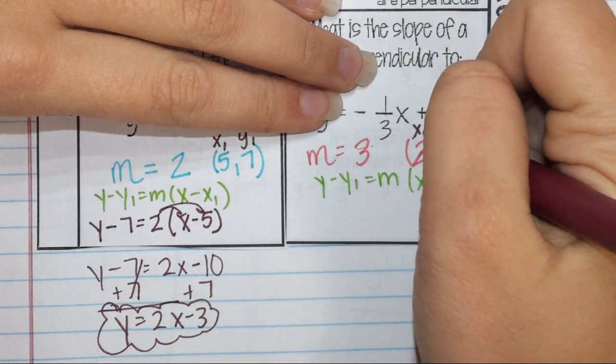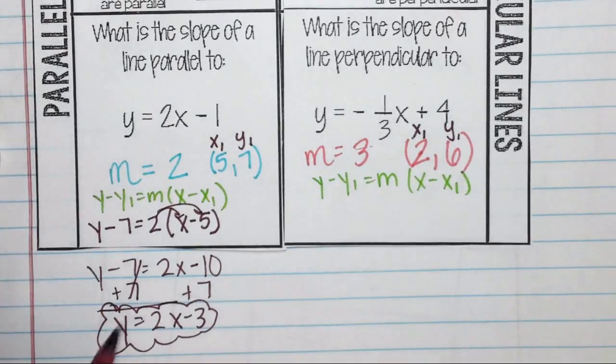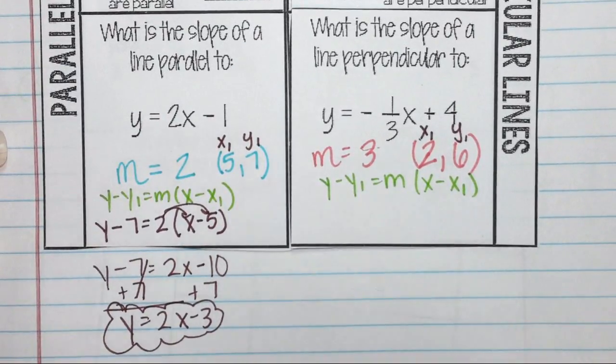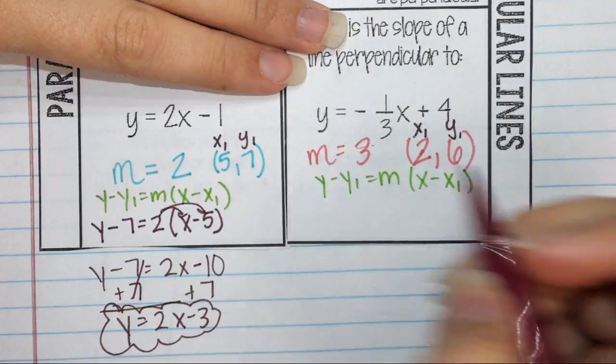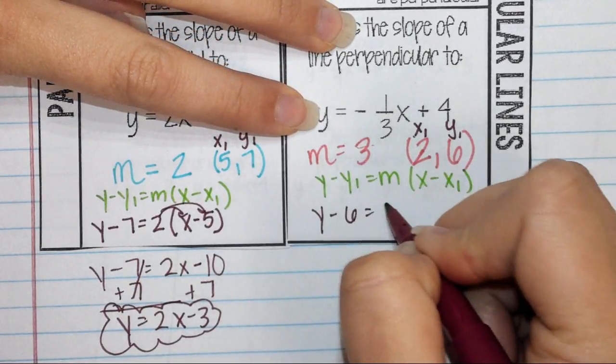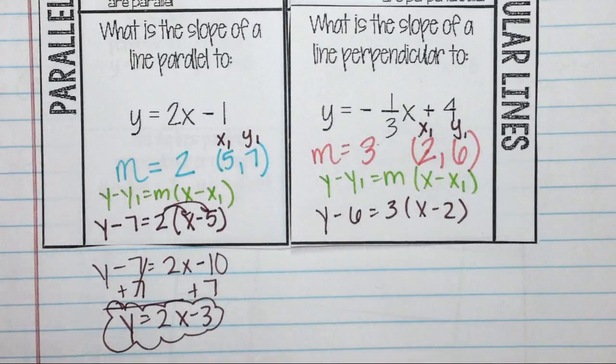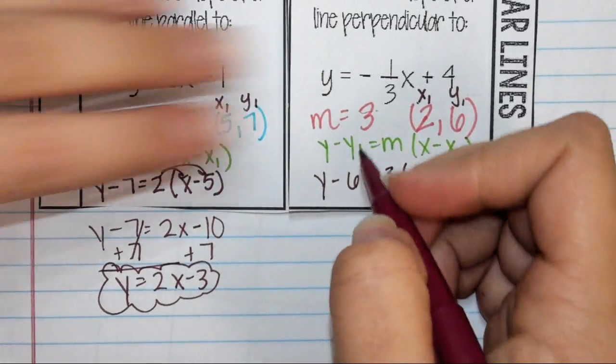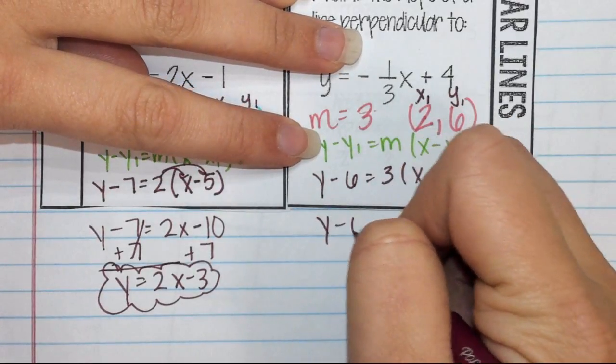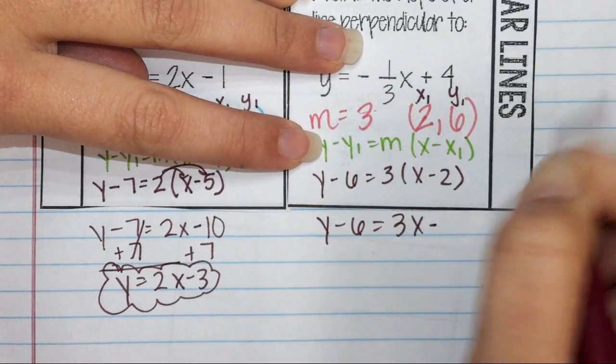Alright, so this is our x1, this is our y1. How are we going to write our handy-dandy equation? y minus 6 equals 3 times x minus 2. Take a point. And if I want you to put it in slope-intercept form, what are we going to do? Distribute. Take a point, children. So we're going to get y minus 6 equals 3x minus 6.